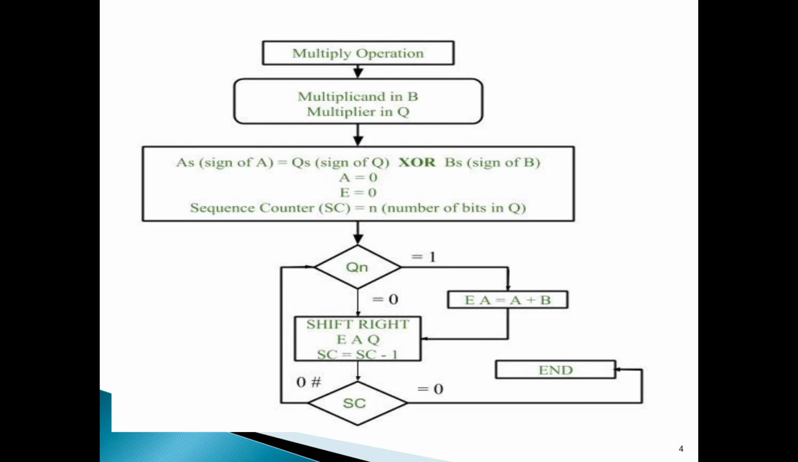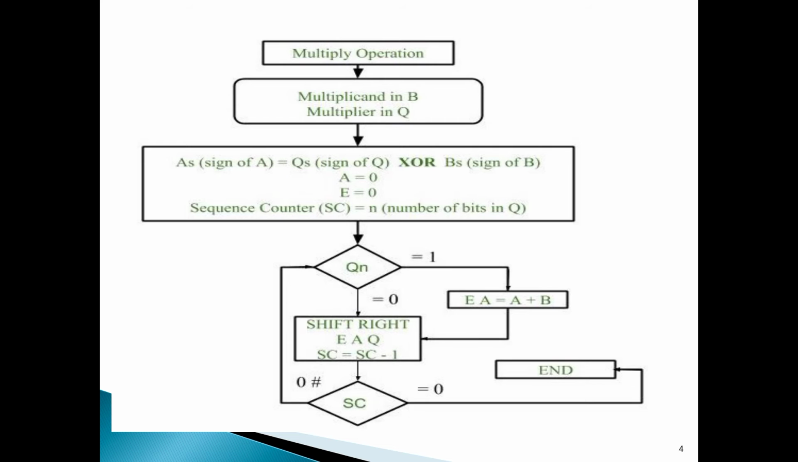So here initially A is equal to 0 and E is equal to 0. What is the use, the importance of E? Whenever A and B are added, if there is a carry, then E is equal to 1. If there is no carry, then E is equal to 0. So initially we take the E value as 0.